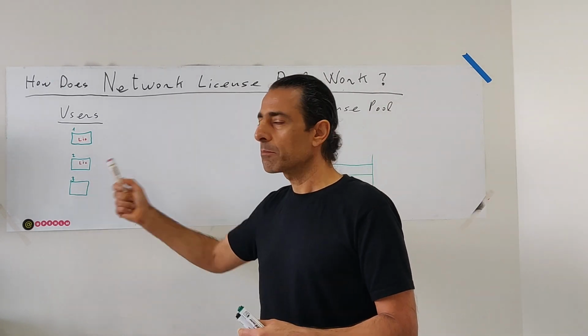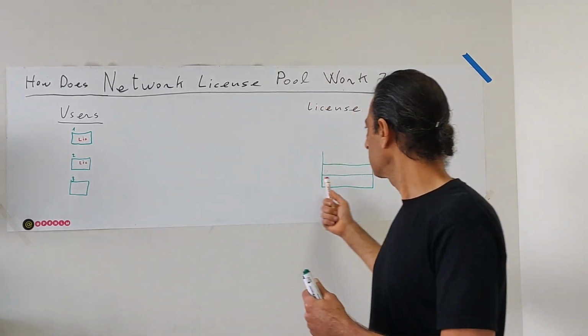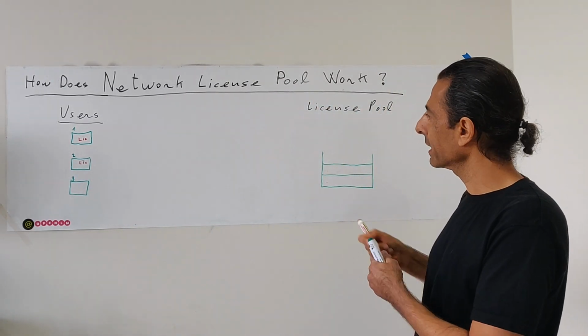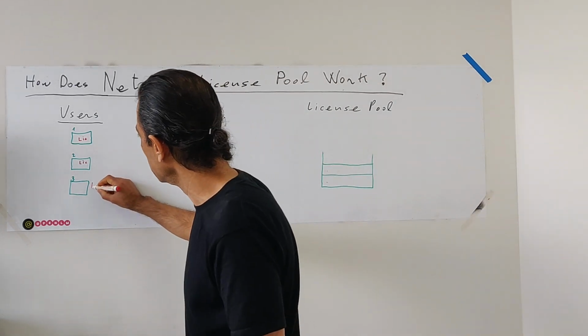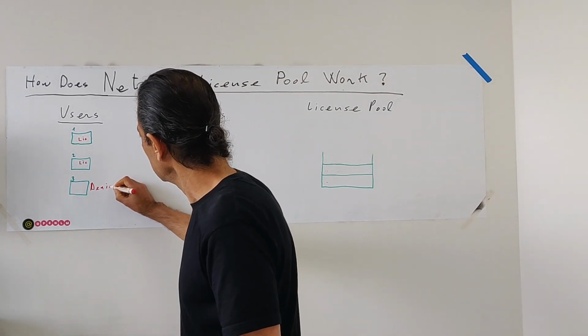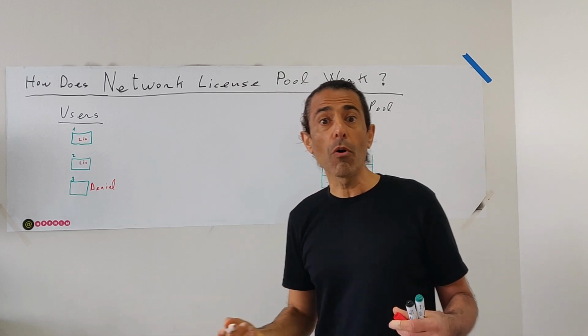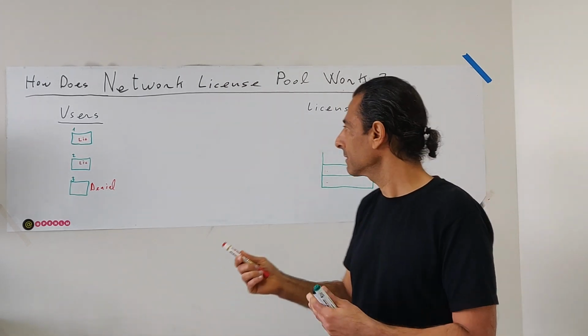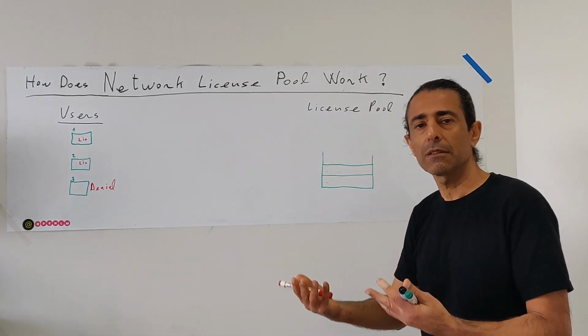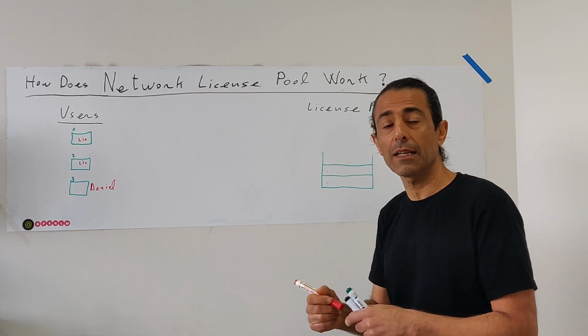When user number 3 is trying to get a license, he won't get the license anymore, he will get a denial. So there are no more licenses available and the license server can't provide the requested license.